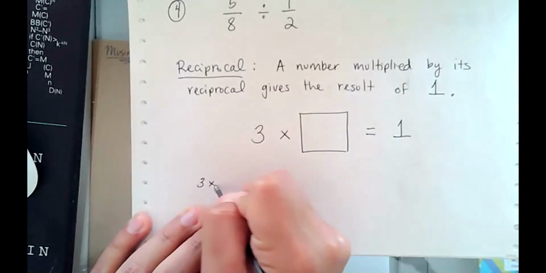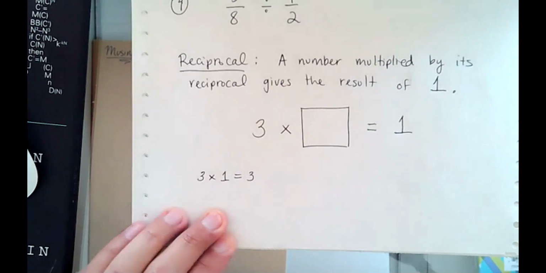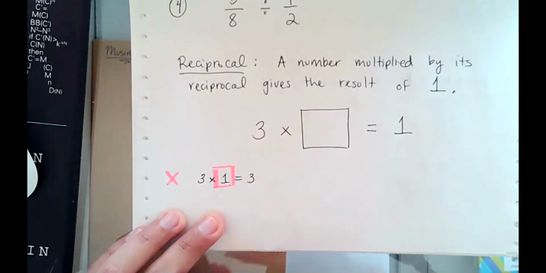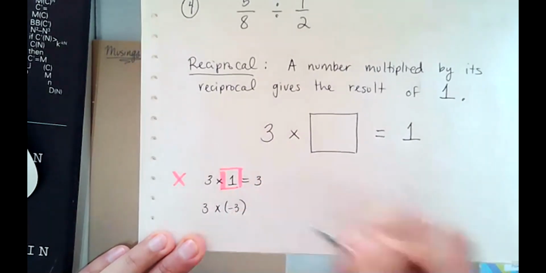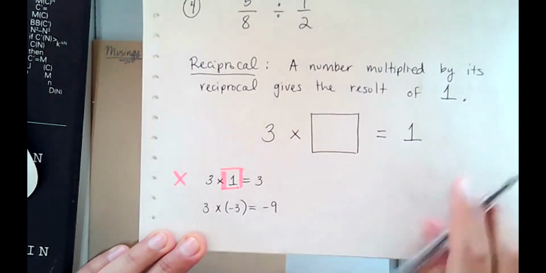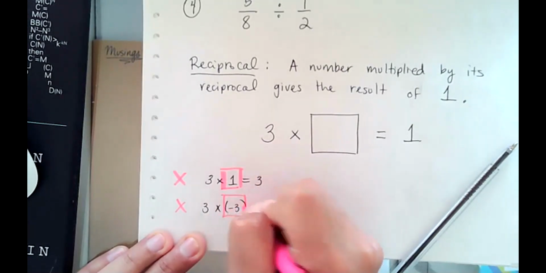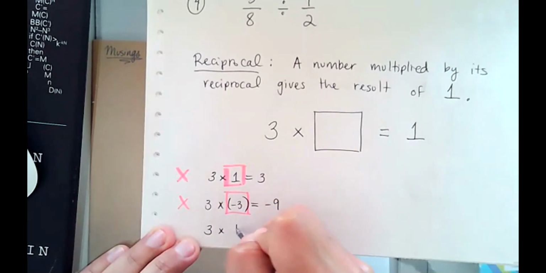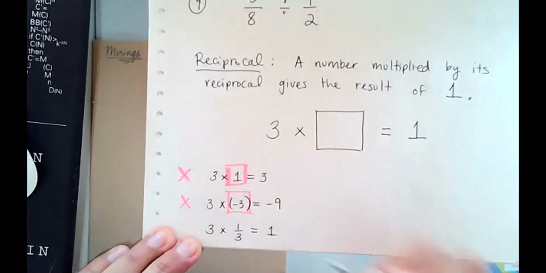We know that 3 times 1 won't work because that's equal to 3. So 1 doesn't work. I think somebody said 3 times -3, and it turns out that that's -9, so that one won't work either. But I think somebody else said 1/3. 3 times 1/3, and yeah, it turns out that that's equal to 1.